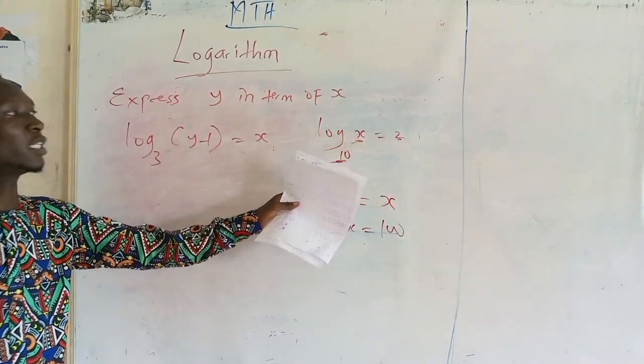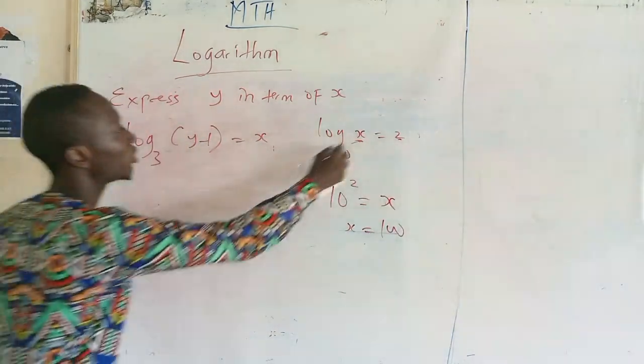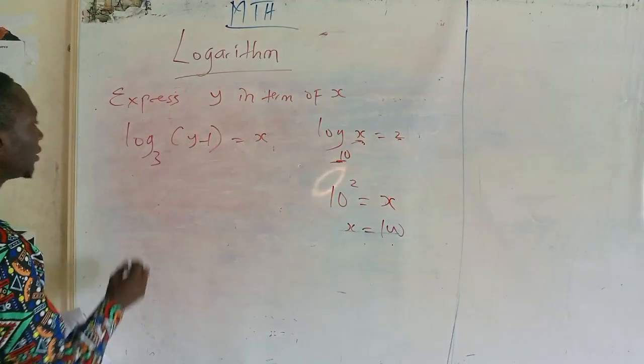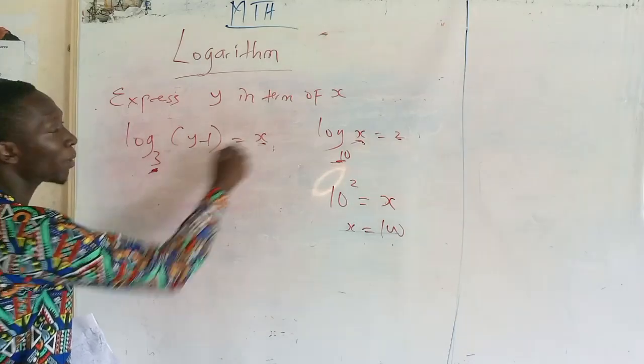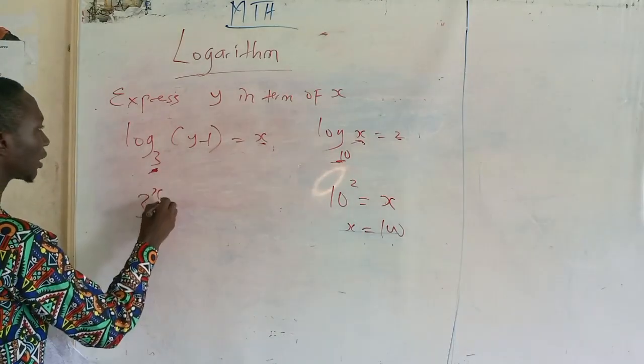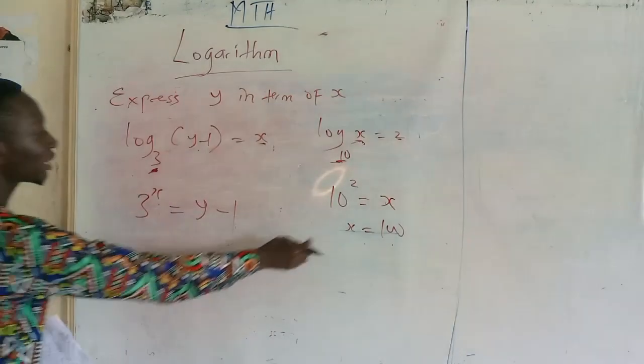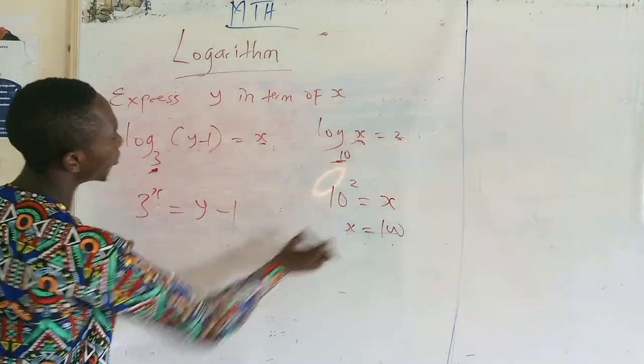So log 100 base 10 will now give you what? 2. So this your x now is 100. So the log is 100. So same thing we apply here. I'll raise this to the power of the answer to get what I'm looking for to become y minus 1. Just as how I solve this.